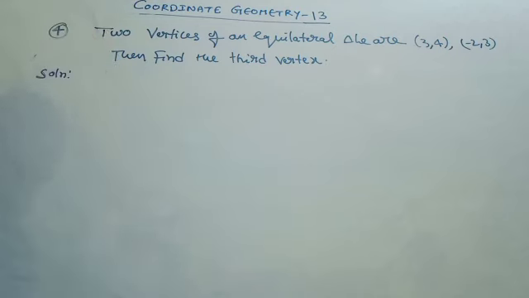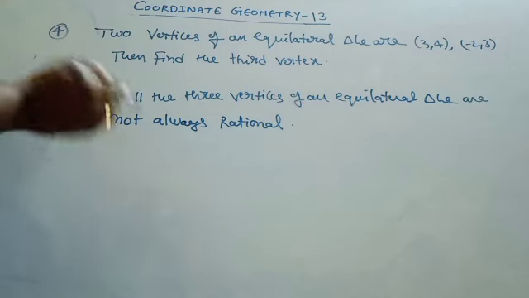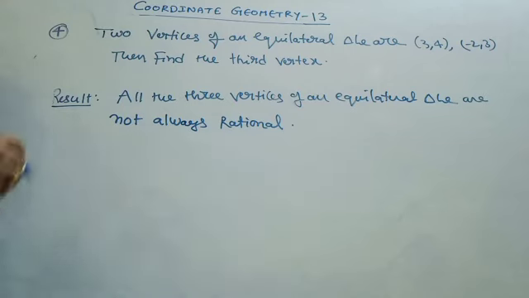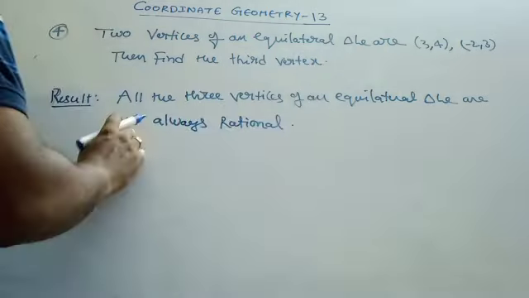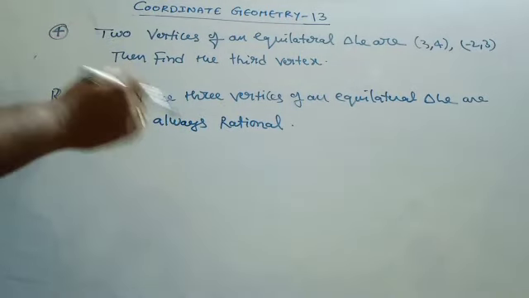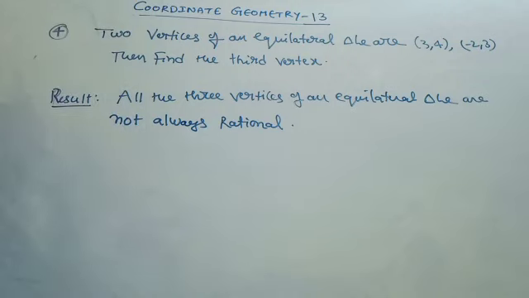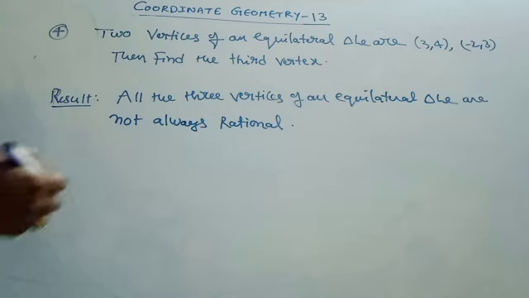triangle. Before proceeding to this problem, I want to explain a beautiful and important result. The result is: all the three vertices of an equilateral triangle are not always rational. If two vertices are rational, the third one is compulsorily irrational. Why? Let us understand this, my dear students.